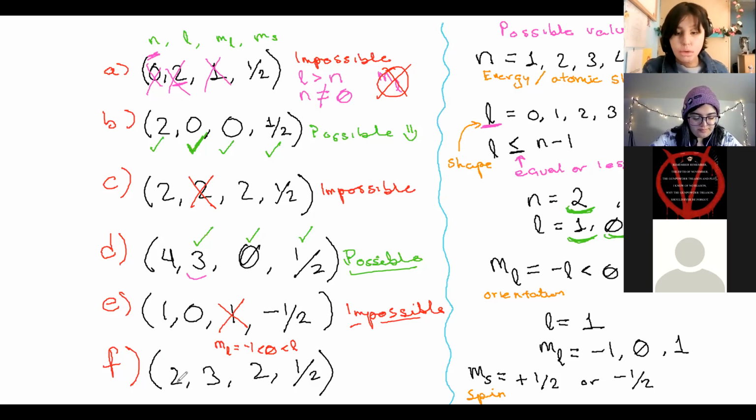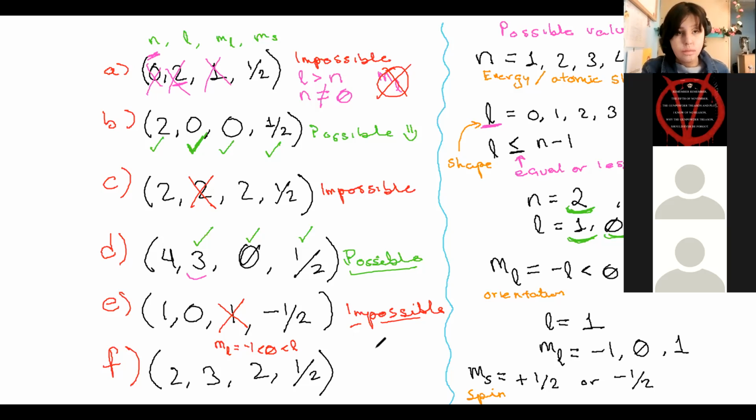Okay, let's look at the very last one. Tell me, is that possible or impossible? Impossible. I got 3 impossibles at the same time. All right. Why is this impossible, guys? I got 4 impossibles. Okay, because L is bigger than N. L is greater than N. Exactly right. So L greater than N, and that is absolutely unacceptable.